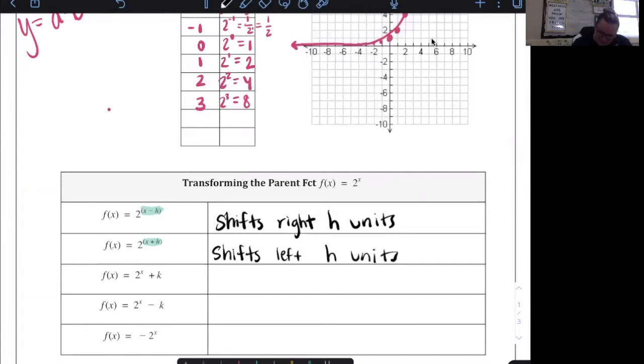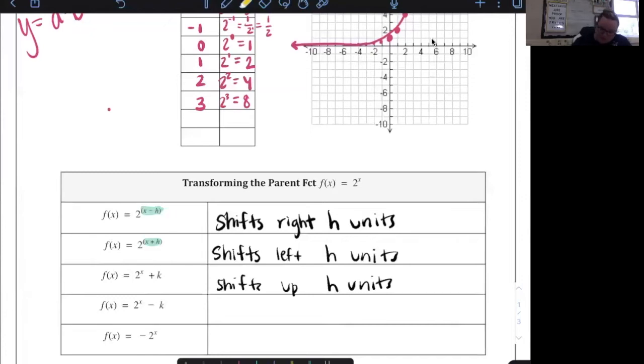Okay. What about adding k to the entire function? So 2 to the x plus k. This addition of k is not in the exponent. It's just being added to the entire function. That is going to shift our graph up k units.